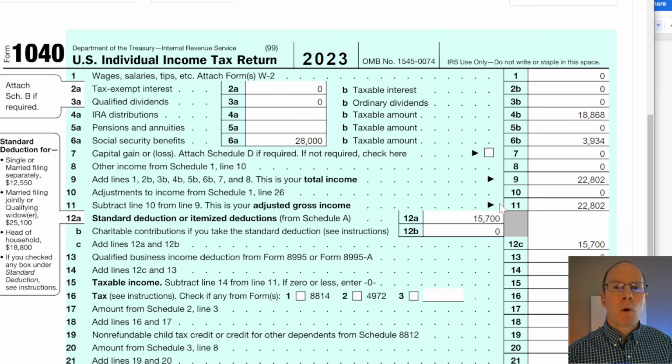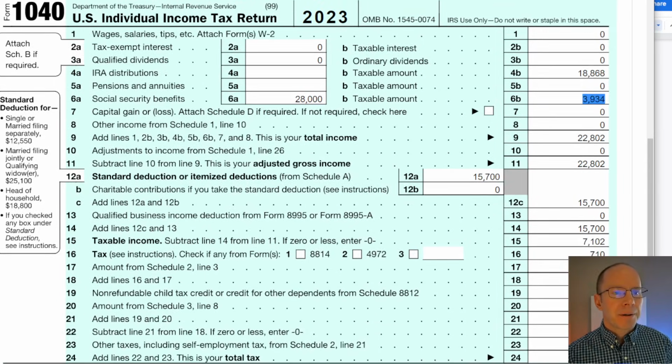It could cause more of your income to be included in your taxable income. So in this example, the person is getting $28,000 per year of Social Security. They're also withdrawing $18,000 just because they need that extra money for spending. So $3,900 of their Social Security is included in their taxable income.